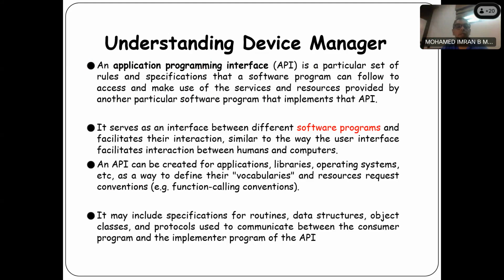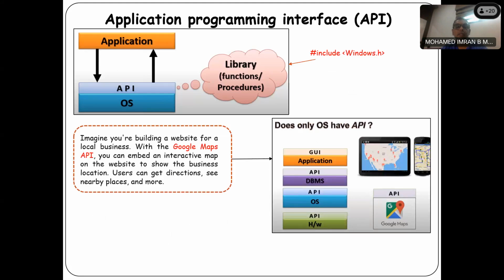Let's go into this example. Let's look at the Google API down here. Imagine you are building a website. You are building a website for a local business. With the Google Maps API, you can embed an interactive map on the website to show the business location. Users can get directions, see nearby places and more.